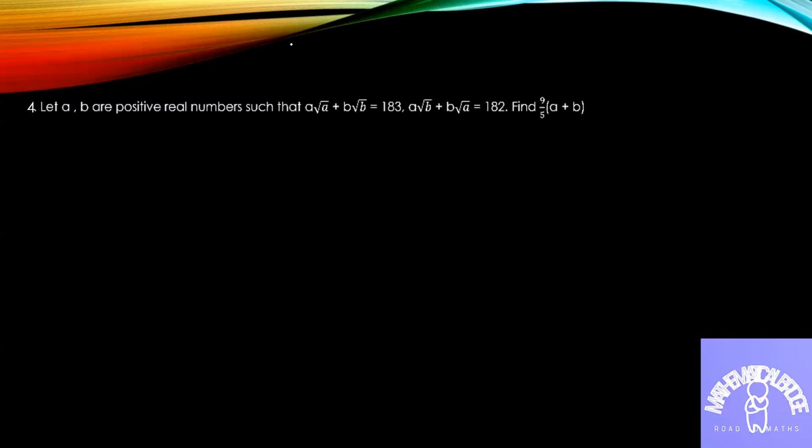Before that, I am reading the question. Let A and B be positive real numbers such that A root A plus B root B is equal to 183 and A root B plus B root A is equal to 182. Find the value of 9 by 5 times A plus B. So first of all, I will give you 30 seconds to think about the question and the approach of this question. So start thinking for 30 seconds.